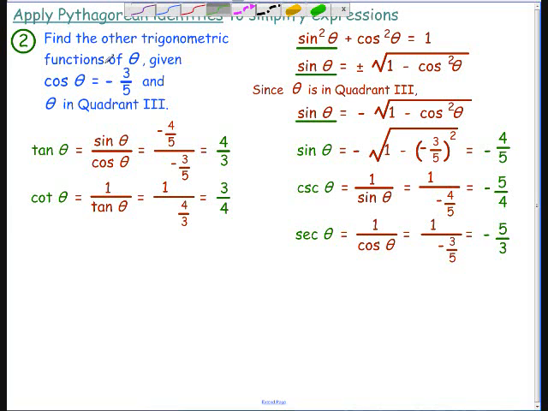Find the other trig functions of theta given the cosine of theta is negative 3/5 and theta is in quadrant 3. So here's another one where we're told right up front that we're looking at quadrant 3. So how are we going to figure this out? Remember, we're only going to use identities. There are other ways we could figure this. We said we were only going to use identities in doing these calculations.